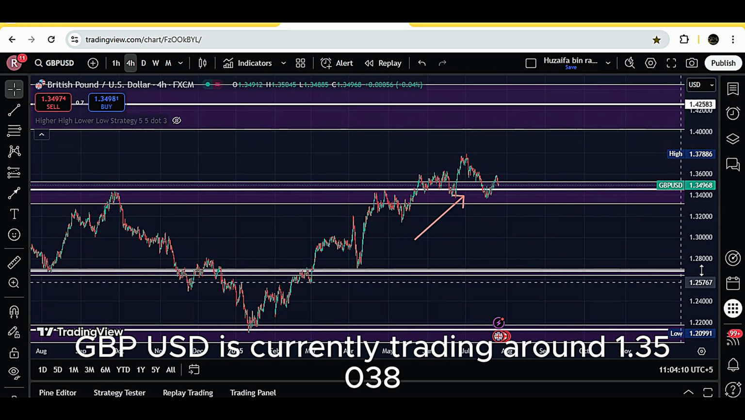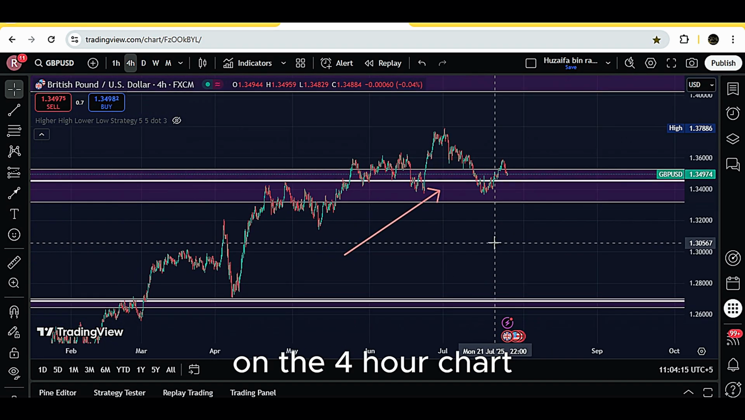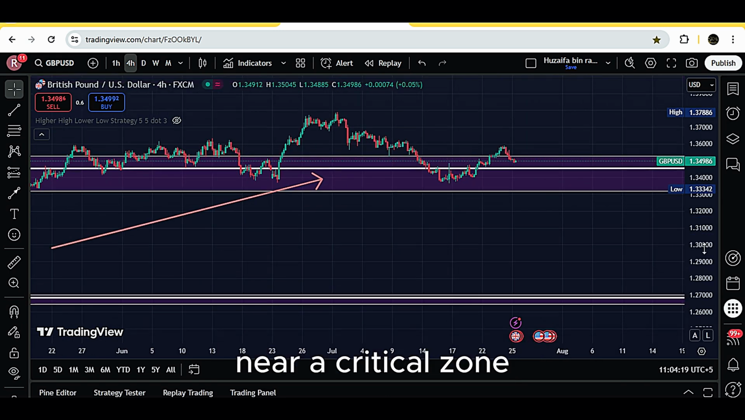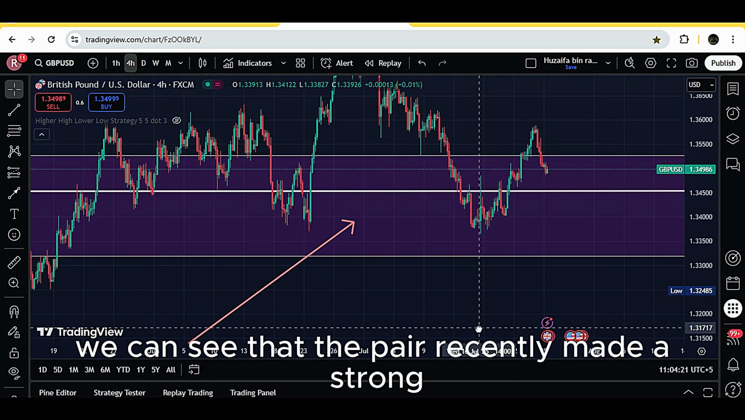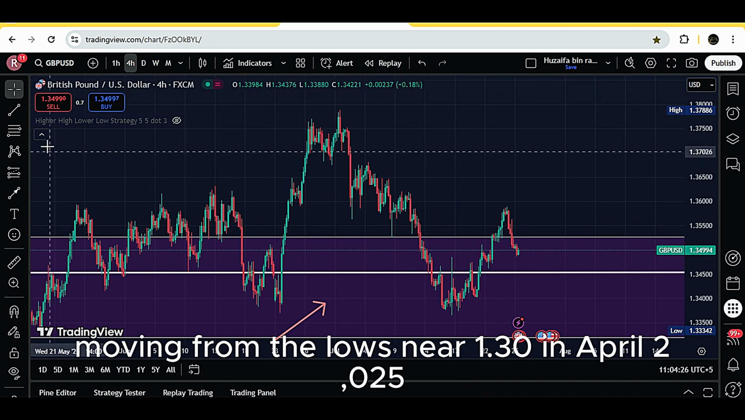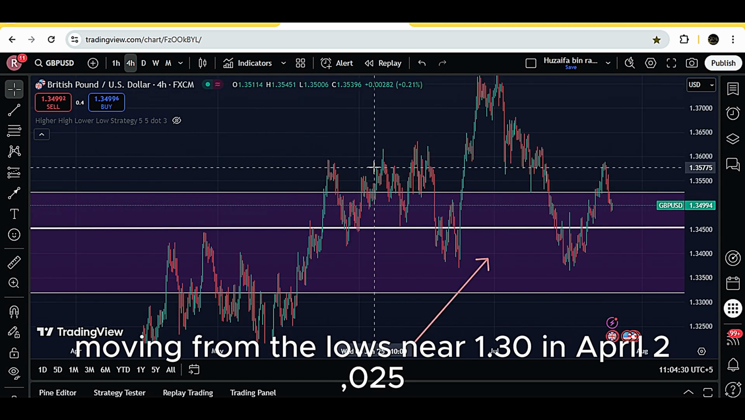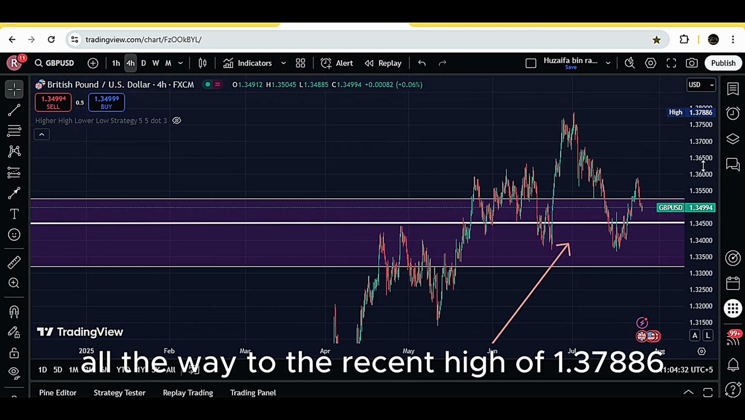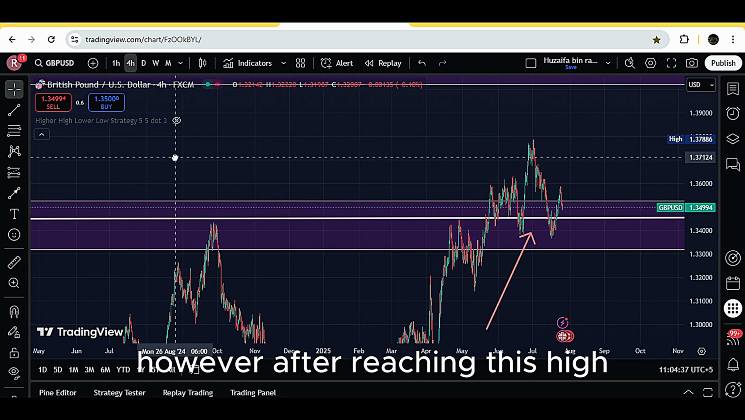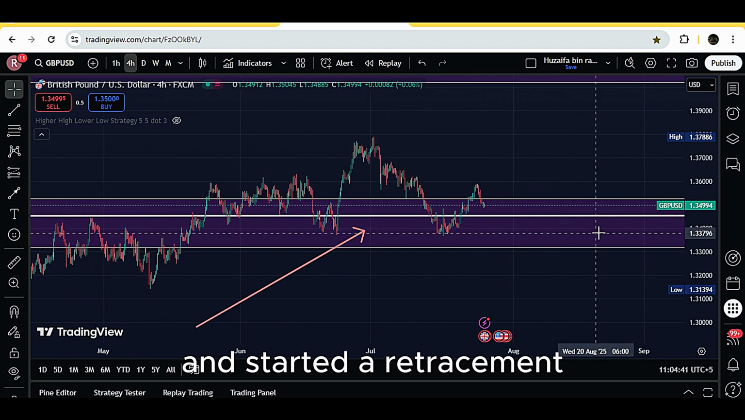GBP USD is currently trading around 1.35038 on the 4-hour chart, where the price is showing a very interesting reaction near a critical zone. We can see that the pair recently made a strong bullish run, moving from the lows near 1.30 in April 2025 all the way to the recent high of 1.37886. However, after reaching this high, the market faced heavy selling pressure and started a retracement.